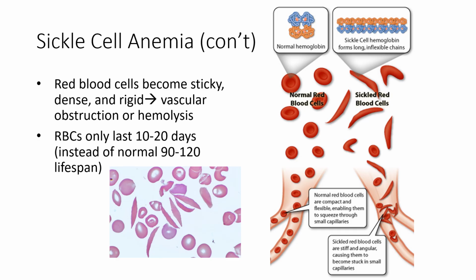Normal red blood cells live about 90 to 120 days. Sickle cells, about 10 to 20 days. That's not a short vacation, that's a dramatically shortened career. On a peripheral smear, this is one of those diagnoses where you don't need a lot of imagination. Once you see sickled cells, you know what you're looking at.